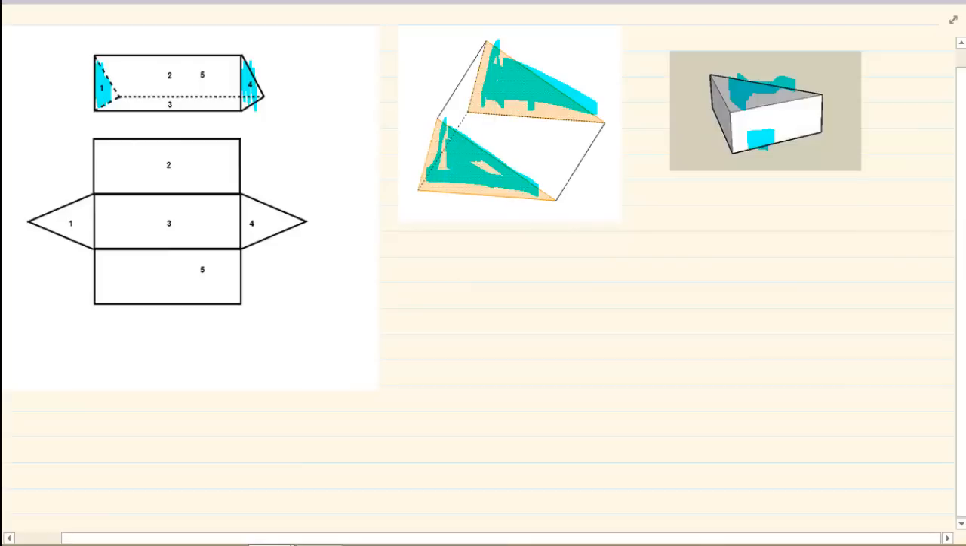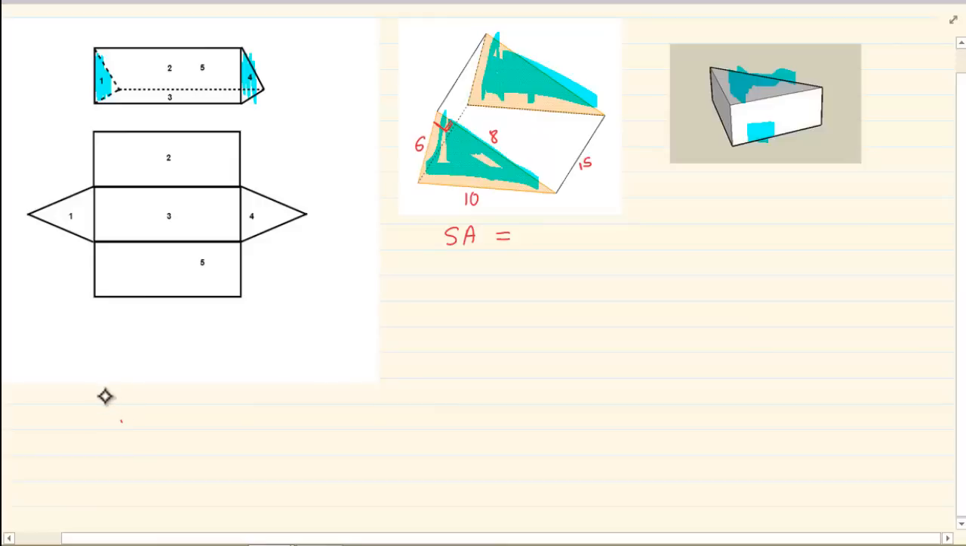Now to calculate the surface area means we're going to take the area of the 2 triangles. Now most of the time they will give you the 90 degree on the drawing. So if I was here and the 90 degree was there, how would we calculate the surface area? First you have to get the area of the triangle. You know the area of a triangle is equal to a half base times height.